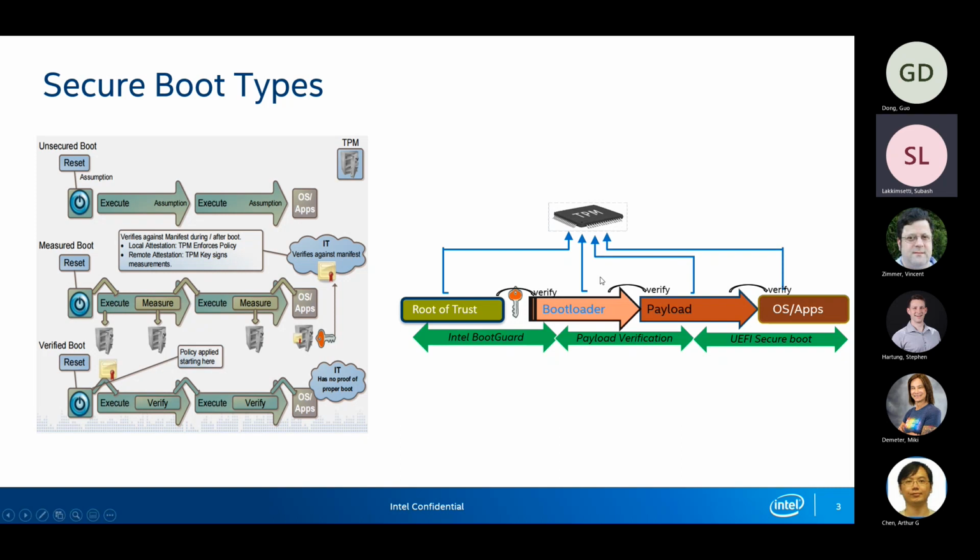It could be a BIOS or coreboot or Slim Boot or anything. When Slim Boot is there, it verifies the payload, any payload. It could be a UEFI payload or a Linux payload or anything. Once the payload is there, the payload verifies the OS or apps. The chain will continue, and at the same time we are extending the measurements to the TPM.